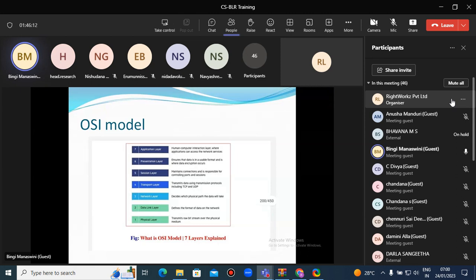Transmission control protocol, and a session layer.